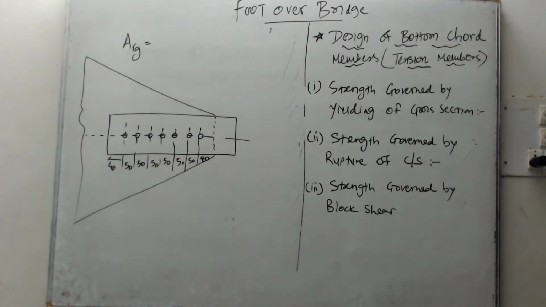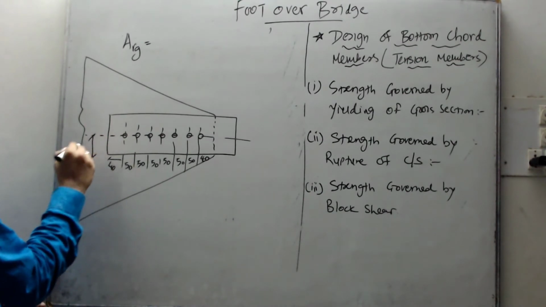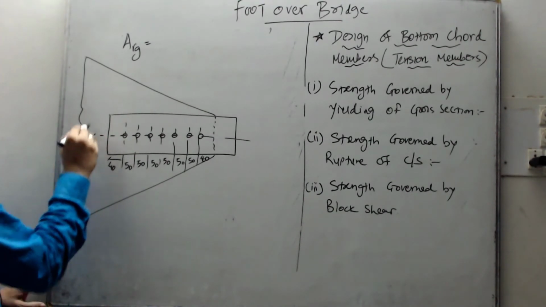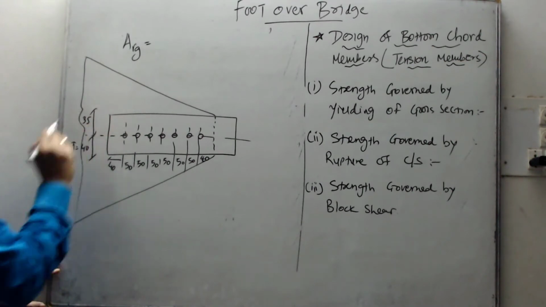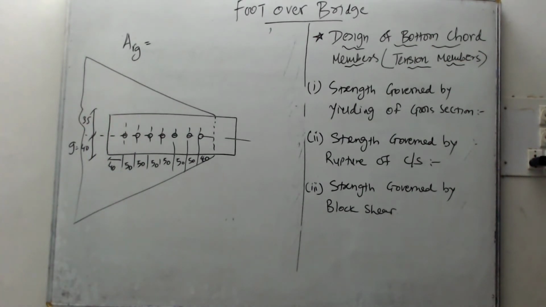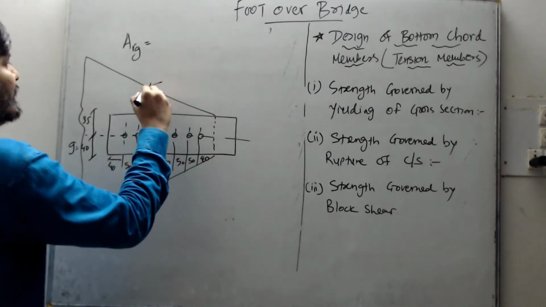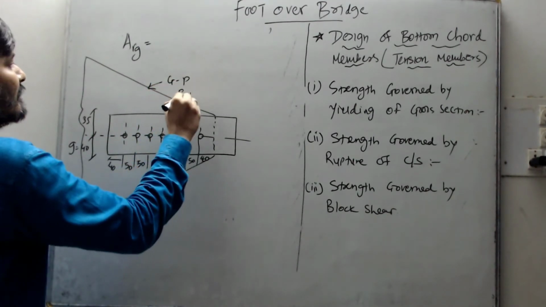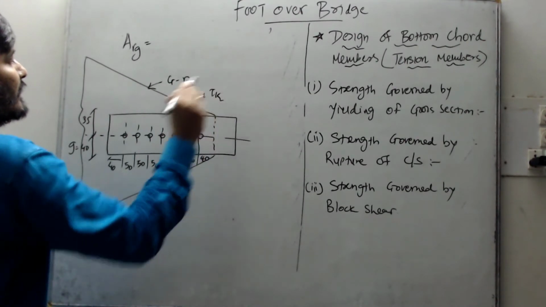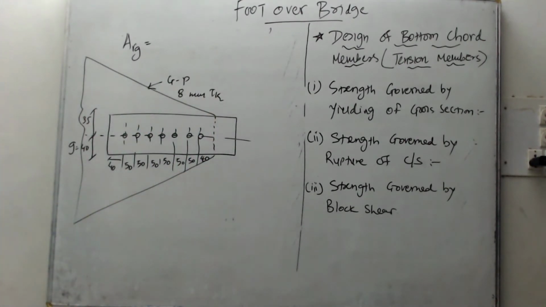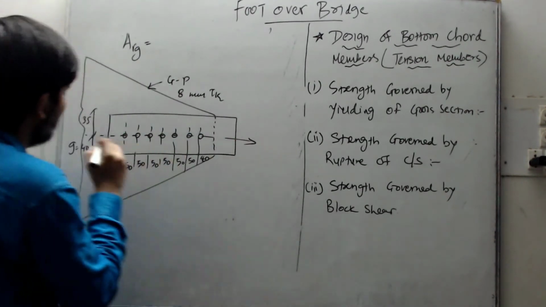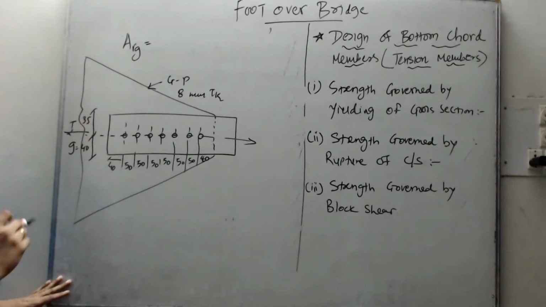Gauge distance, let us take as 40 mm. Right? Gauge distance is this distance. So the remaining will be 35 mm. So the gusset plate we have used is an 8 mm thick gusset plate. So this is a gusset plate, 8 mm thickness. So let us calculate first. So the tension force is acting like this, right? So there is a tension force going through these bolts.